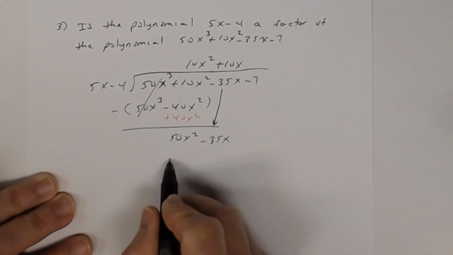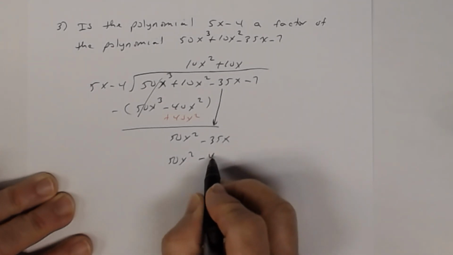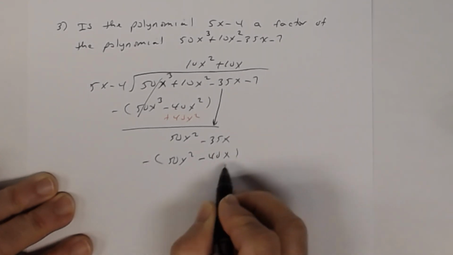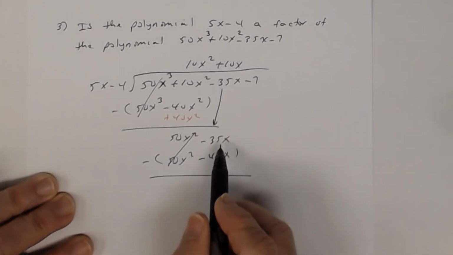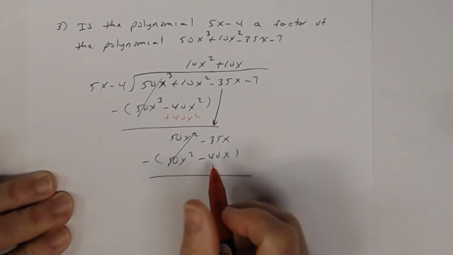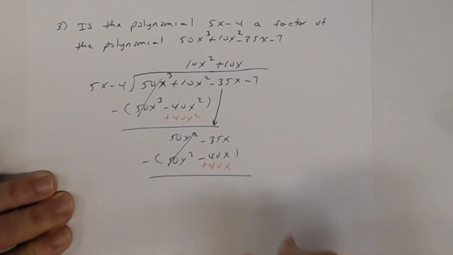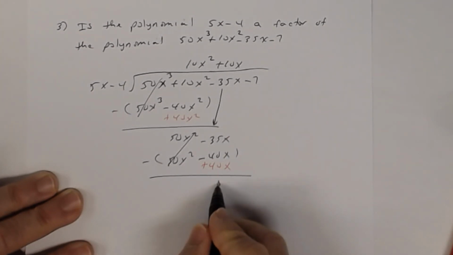10x times 5x is 50x squared. 10x times negative 4 is a negative 40x. And then you subtract. 50x squared minus itself is 0. A negative 35x minus a negative 40x. So subtracting a negative 40x is adding 40x. So a negative 35x plus 40x is 5x.